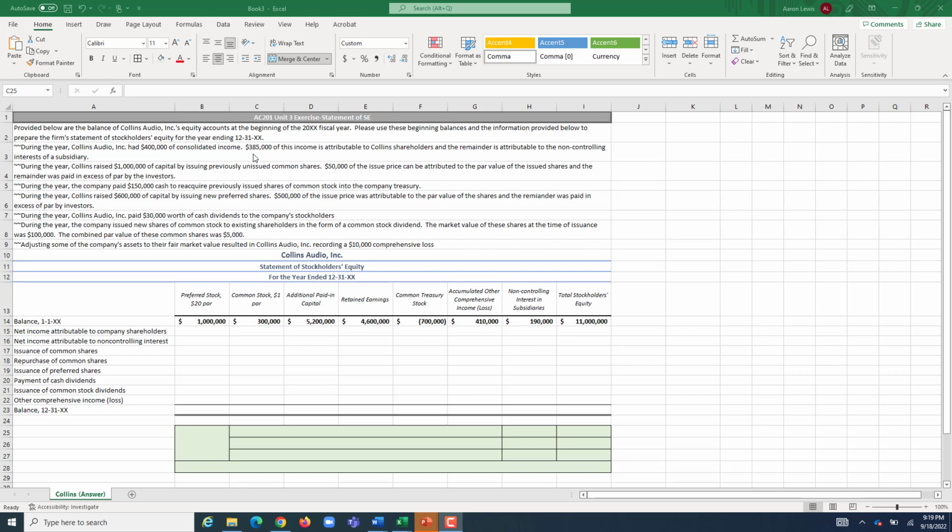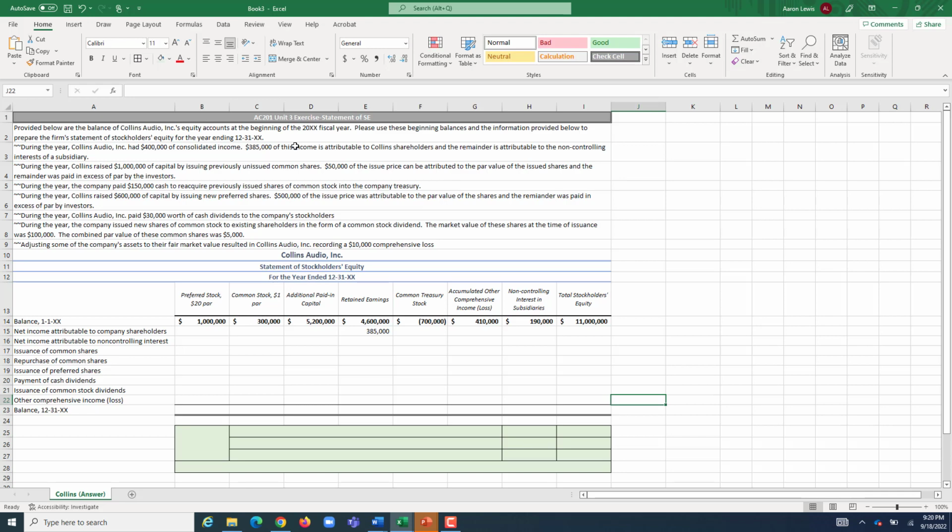Well, what happens with income? If you don't distribute it, it increases your retained earnings. You would retain that income. So for that first line item, we would have $385,000 of income attributable to our shareholders, which we funnel into retained earnings.